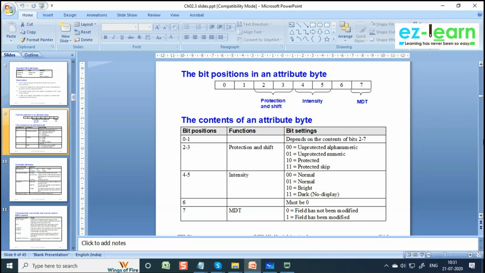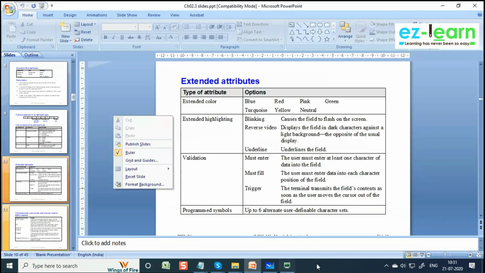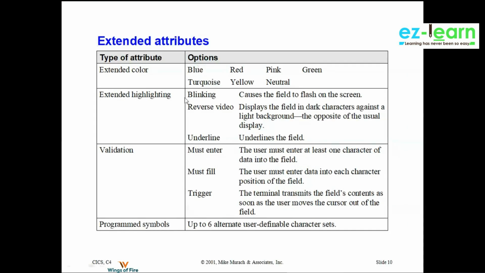I told you the attribute byte is 8 bits, right? So for every bit there's some meaning. We are not going to see this at present. These are advanced CICS programming, and we can set the color also.